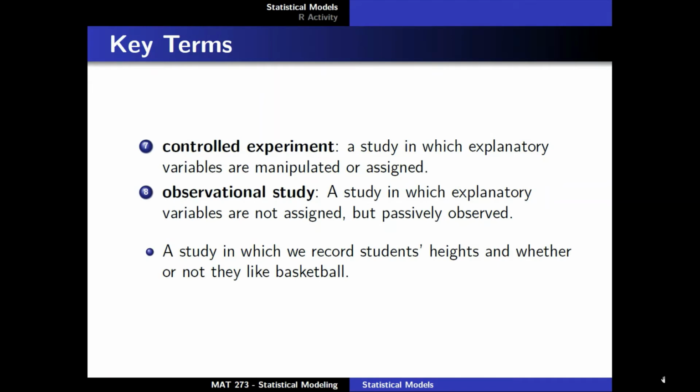Another basketball example. A study in which we record students' heights and whether or not they like basketball. I'll let you think about here whether this is a controlled experiment or observational study. If you want to pause, I'll give you a moment to think about it and then give you the answer.